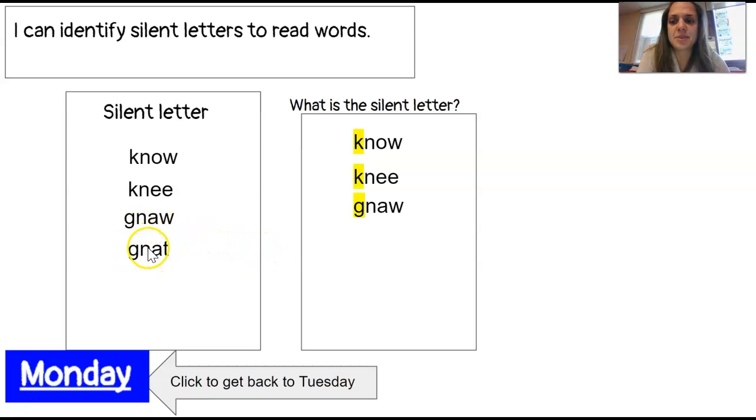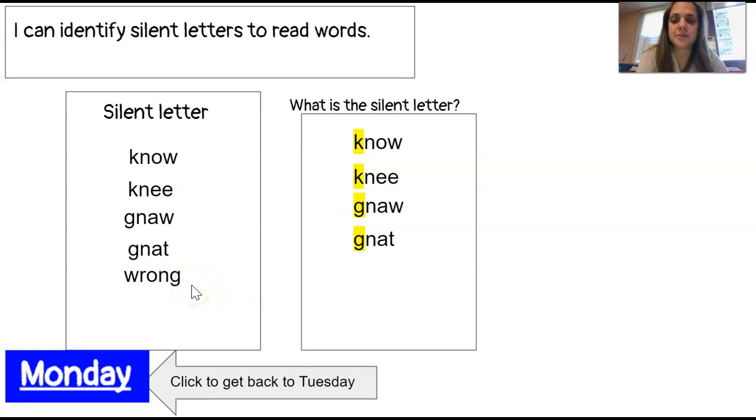I've seen this letter combination in this word gnaw. So I'm going to use that pattern of the silent letter to read this next word. If G is silent, like in gnaw, try and read this word. Check your thinking. Gnat. What is the silent letter? G for gnat. Here is our next word.